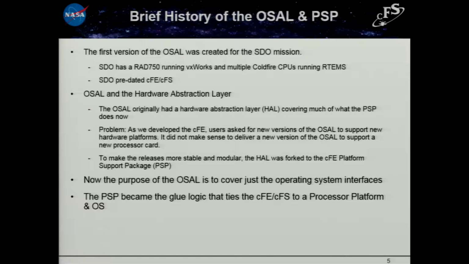A little bit about how these two libraries got to be where they are now. The first version of the OSAL we used for the SDO mission. We had a RAD750, or we have a RAD750 running VxWorks, and we have a number of Coldfire processors running RTEMS, and we wanted to be able to have generic flight software, our core software. So we created this OS abstraction layer. Now originally, the OS abstraction layer had this little hardware abstraction layer in it, and it had all the build rules, and it had some startup code, and it had memory access functions and things like that.